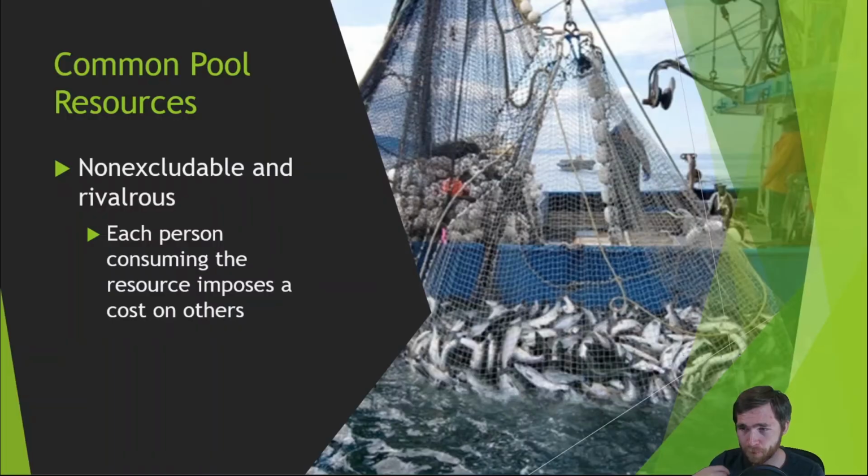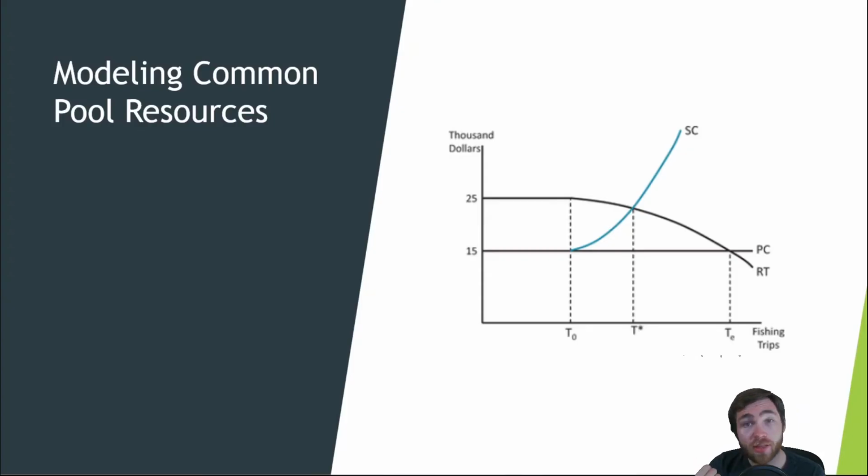Common pool resources are a little more interesting. They're non-excludable and rivalrous, so we can think about it as each person that consumes the resource imposes costs on the other people that use that resource. So the way that we can model that is here. We've got a certain private cost curve. We've assumed it to be fixed in this case. We've got an upward sloping social cost curve. So this is representing the costs that each actor is imposing on other actors who are, in this case, selling fishing trips on a lake.